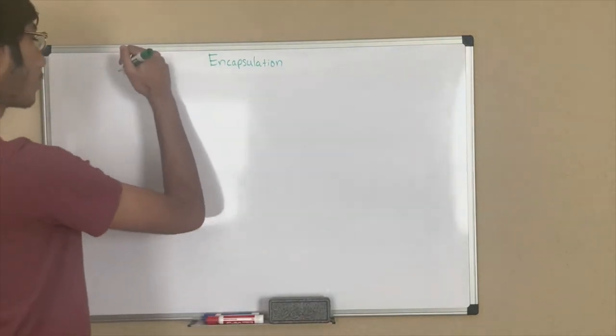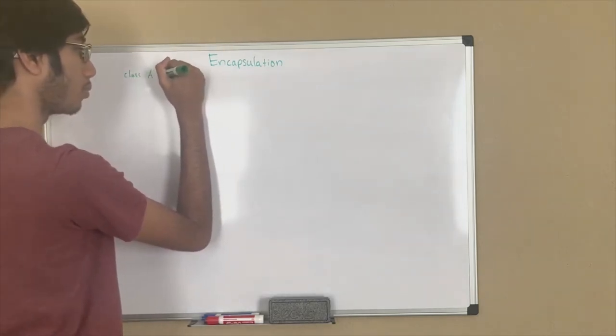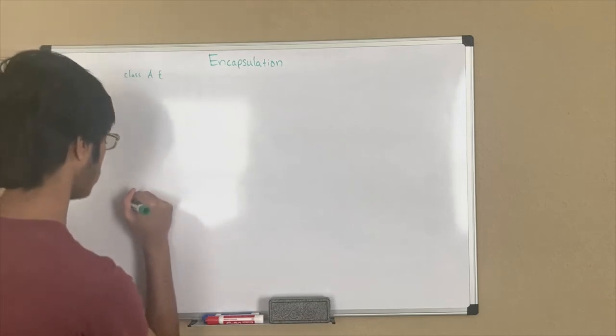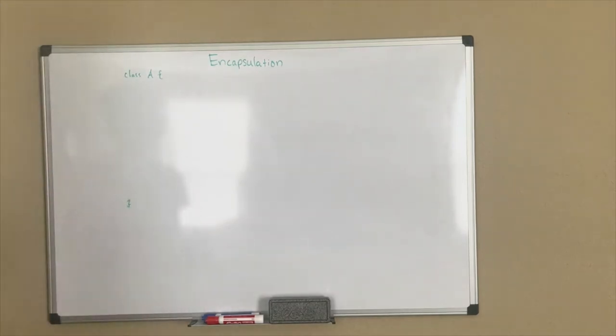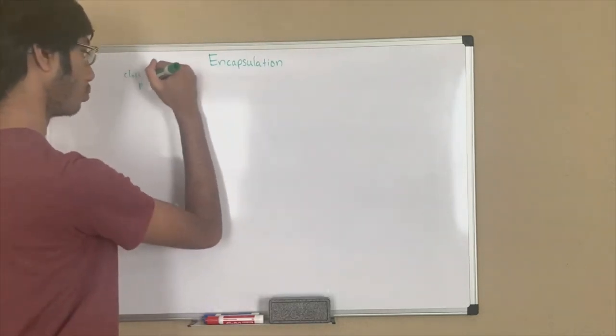Let's give an example. Let's do a getter and setter. So we have a class, right? Always, we need a class. Right, we have our class. After we have our class, the next thing we need are instance variables.